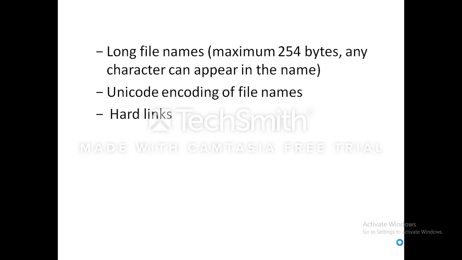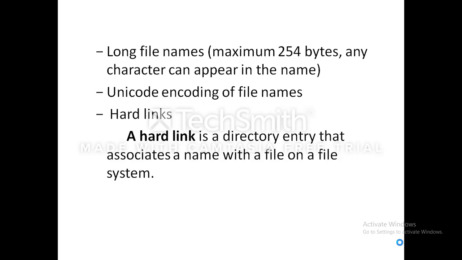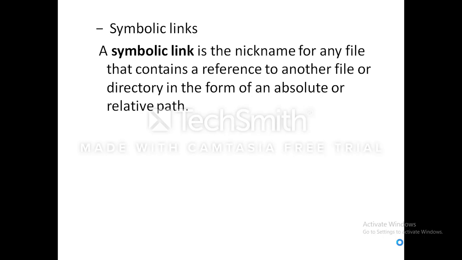Next, hard links. Now what do you mean by hard links? A hard link is a directory entry that associates a name with a file on a file system. So UDF provides you a hard link for any of its files. Next, symbolic links. It also provides you symbolic links. Now what do you mean by symbolic links? A symbolic link is the nickname for any file that contains a reference to another file or directory in the form of an absolute or relative path.